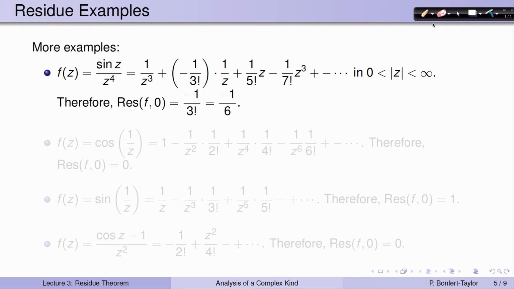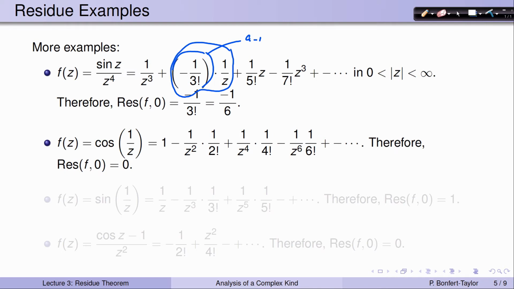So here we have two terms with negative powers of z, but this term in particular is the k equals -1 term, and this is the coefficient a_{-1} right there, because it's the coefficient in front of the 1 over z term, and therefore the residue of f at 0 is -1 over 3 factorial, which is -1/6.